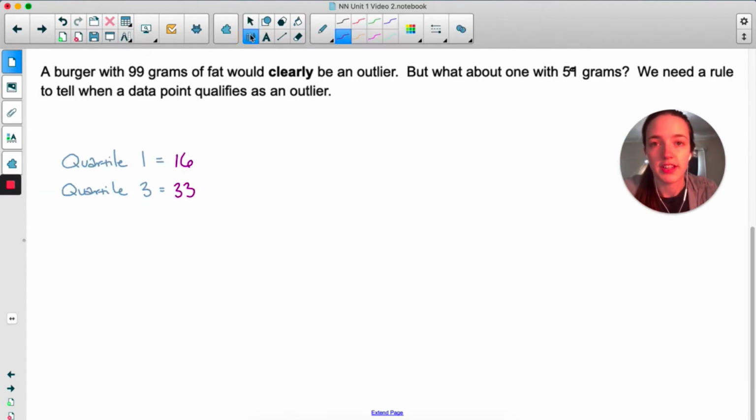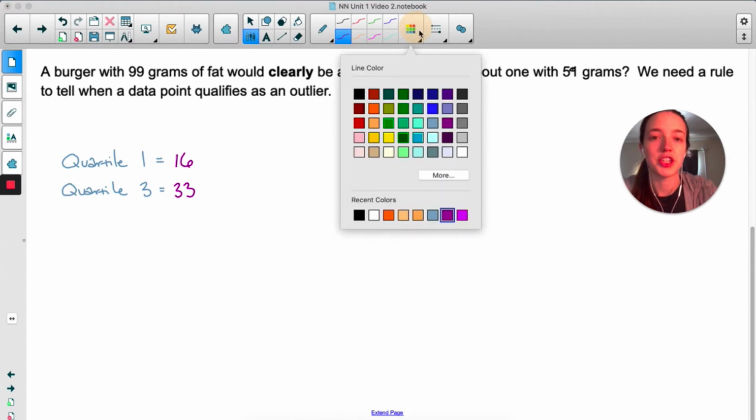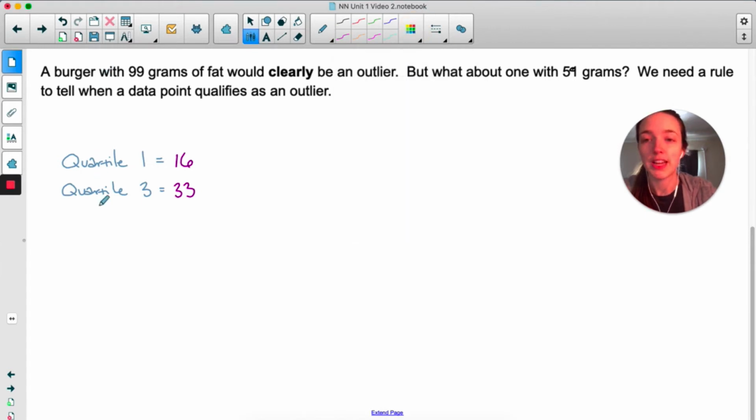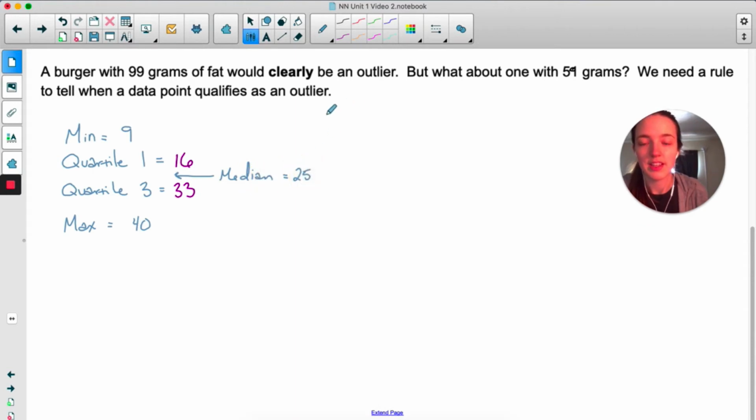Now these quartiles, along with a couple other pieces of information, actually give us what we call the 5-number summary. So we have 2 of the 5 numbers. The other numbers we need are the minimum, which in this case was 9, the maximum, which in this case was 40, and then the median, which would go in here. I didn't really save myself enough space, which was 25. These are called the 5-number summary.